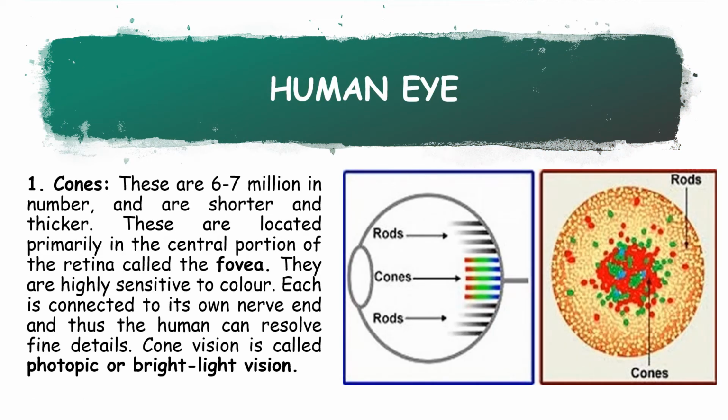Now about the cones: these are 6 to 7 million in number and are shorter and thicker. These are located primarily in the central portion of the retina called the fovea. They are highly sensitive to color. Each is connected to its own nerve end, and thus humans can resolve fine details. Cone vision is called photopic or bright light vision.